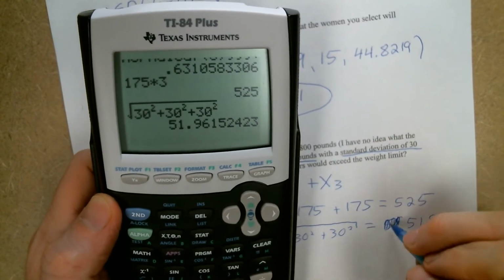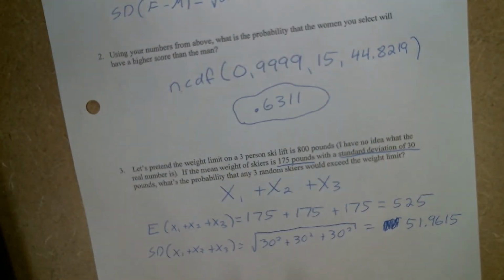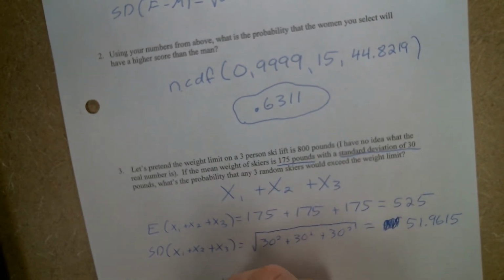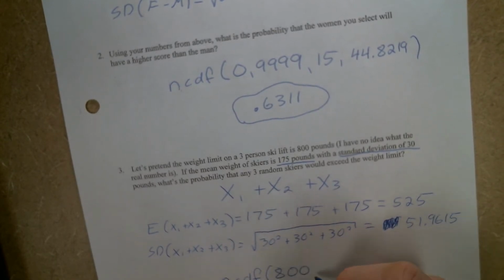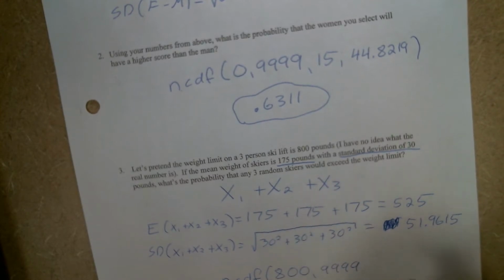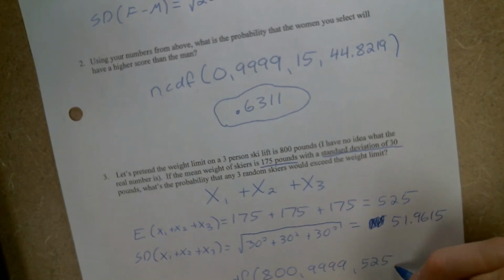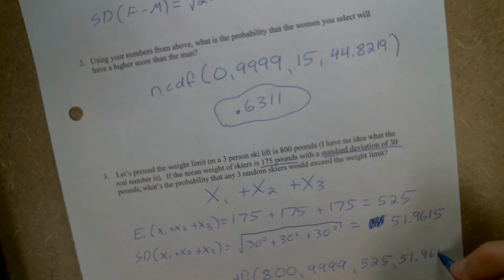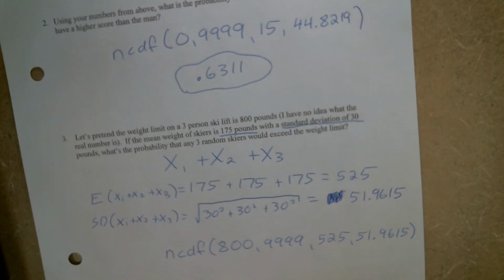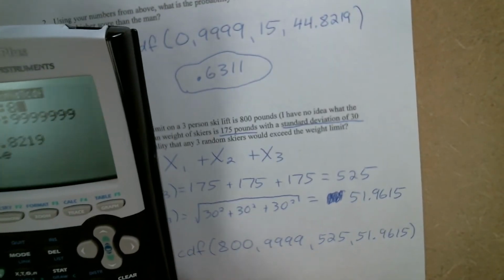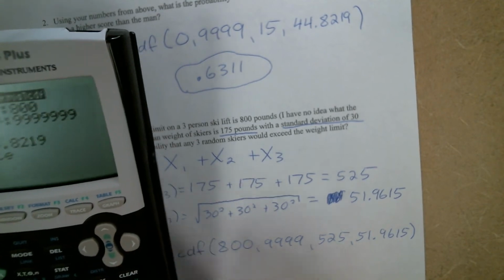51.9615. Now that we have these two numbers, we can answer the question, what's the probability that they would exceed the weight limit? Well, the weight limit for 3 people on the chair is 800 pounds. So we're saying, what are the odds that you're going to be 800 or higher when the mean is 525 and the standard deviation is 51.9615. And hopefully this is going to be really low, because otherwise you should probably not get on a ski lift.